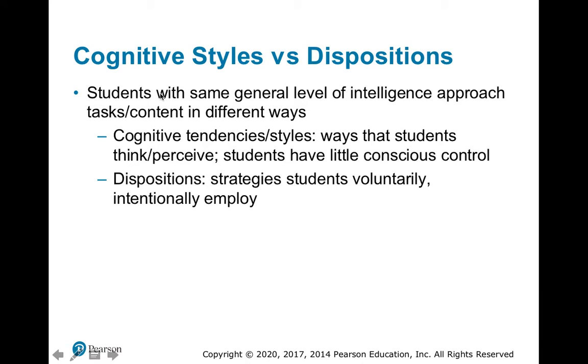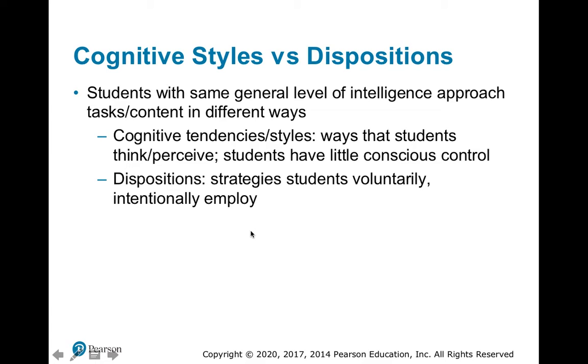Okay, may approach tasks or content in different way. Maksudnya kalau ada pelajar yang A dan B, tahap intelijen dia sama, mungkin dia akan menggunakan kaedah yang berbeza, bukan kaedah yang sama. So, dia ada cognitive style ataupun cognitive tendency refer to the way students think or perceive, and students have little conscious control. And also, cognitive disposition ataupun disposition is a strategy student voluntarily intentionally employ.